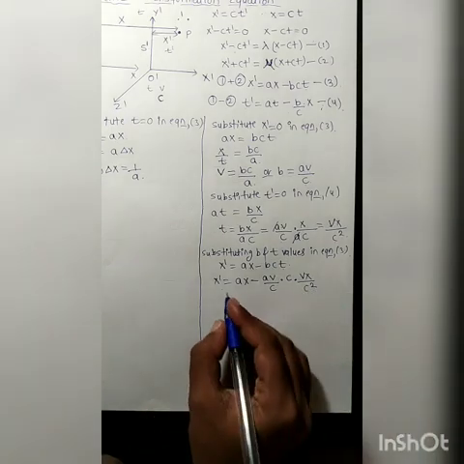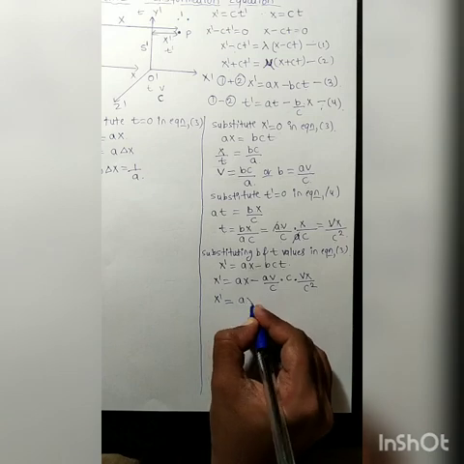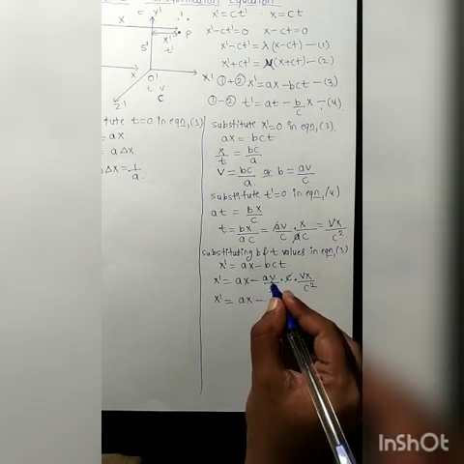We got the equation, that is x dash is equal to ax minus, so this c gets cancelled, so what we will get?